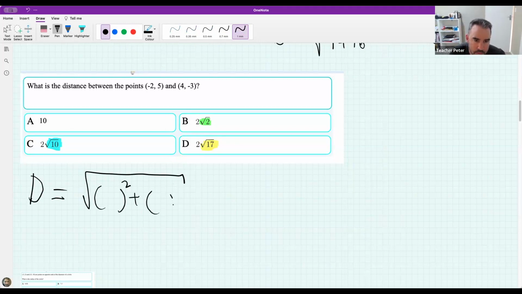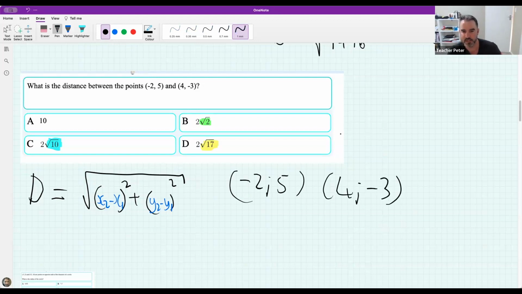So I want you to take this formula and try to apply it to this, where my first point is (-2, 5) and my second point is (4, -3). It may help to think of this as x1, y1, and this as x2, y2. And then I want you to choose an option that you think goes with this. If you need some help, just pop your hand up and I will take a question.